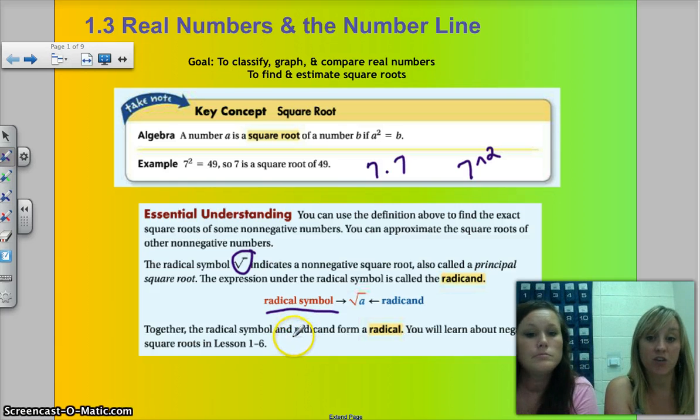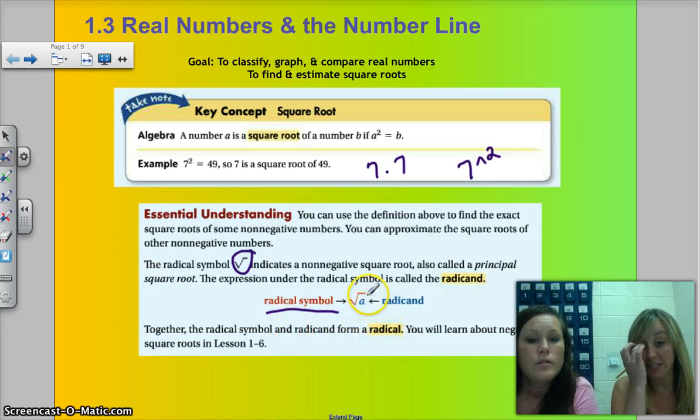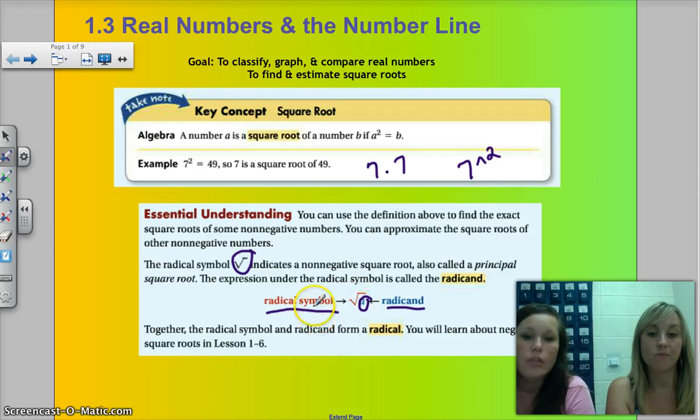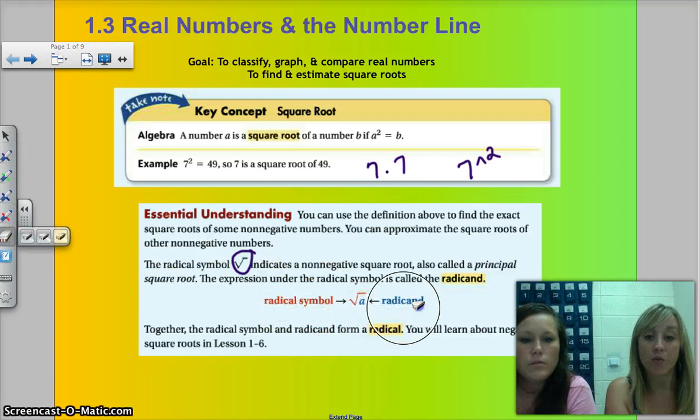The expression under the radical symbol is called a radicand. So the blue one here, it's color coordinated, is the radicand. The red is the radical symbol, or you can just say the square root or the radical symbol. Together the radical symbol and the radicand form a radical. All together. Got it?